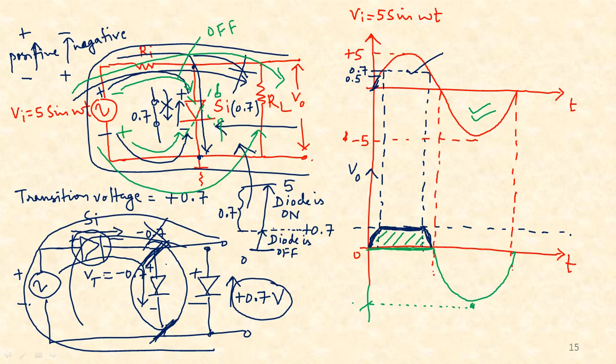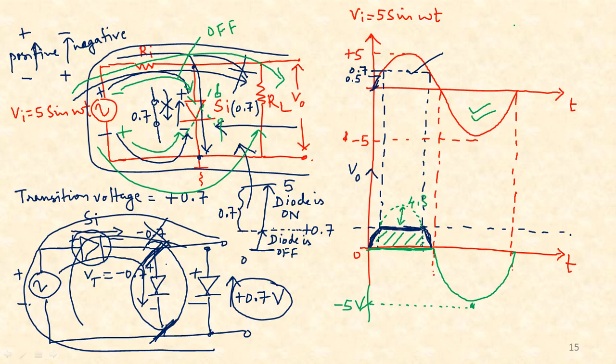-5. Yeah, this is -5 itself, as simple as that, because the entire input signal appears here. Very simple. So can you tell me what portion of the positive cycle's input signal has been clipped? How much? 4.3. Exactly, 4.3. So I hope the things are clear to you now.